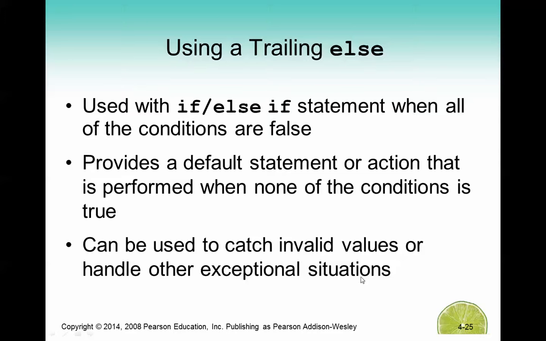Like if I'm going to be asking you, okay, if your grade is over 90, I'm going to give you an A. If the grade is over 80, I'm going to give you a B. If the grade is over 70, I'm going to give you a C. If the grade is over 60, I'm going to give you a D. Else, I'm going to give you an F. I don't even have to ask, right? Because if it was not over 90, not over 80, not over 70, not over 60, then it's going to be an F. So I can use a trailing else that is going to say, okay, you have an F.